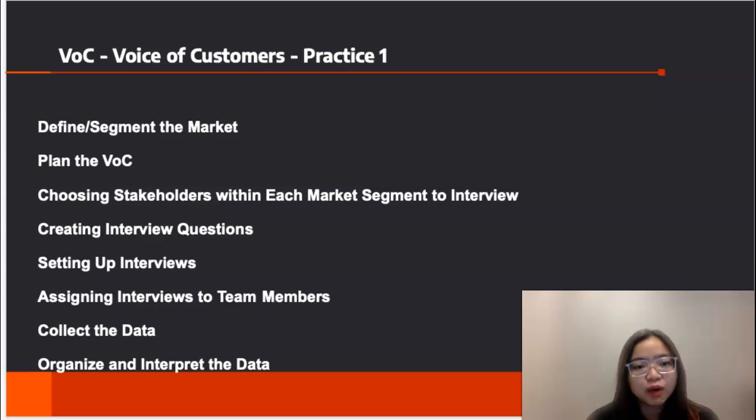So next up, we're gonna choose the stakeholder within each market segment to interview. So maybe 5 patients, 2 appointment schedulers, maybe 5 nurses, 5 physicians, and 2 insurance providers.